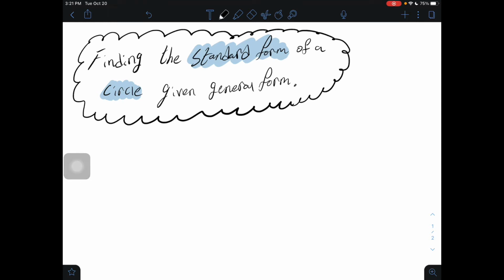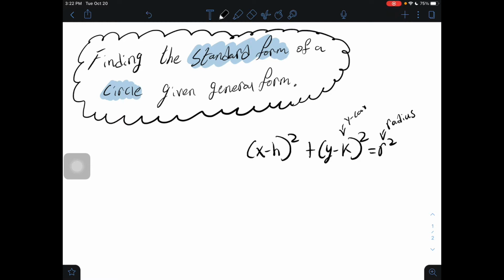In this video, we will be finding the standard form of a circle given its general form. The base equation for a circle is (x minus h) squared plus (y minus k) squared equals r squared. r is the radius of the circle, k is the y-coordinate, and h is our x-coordinate.